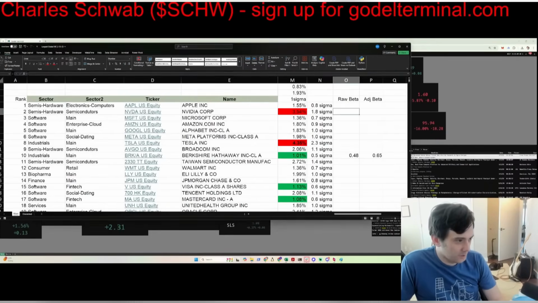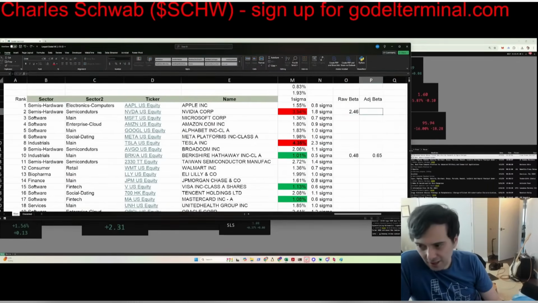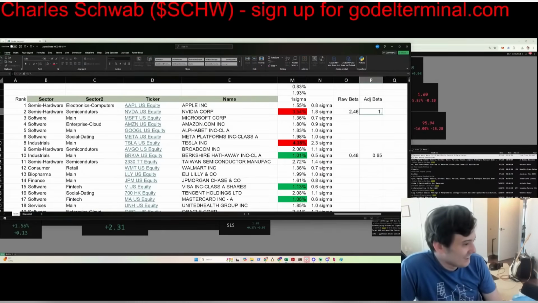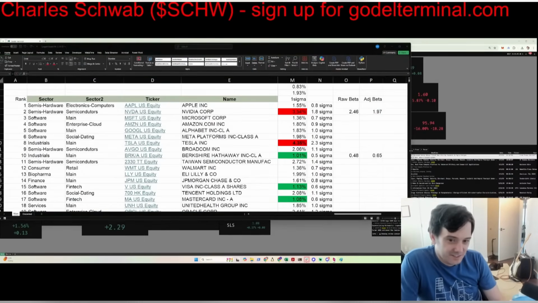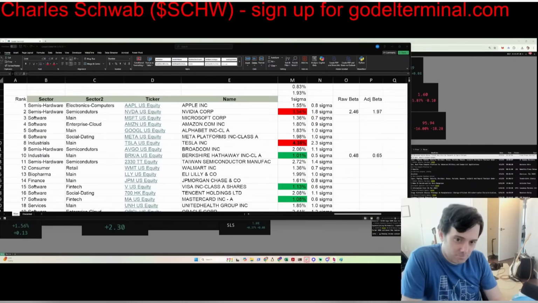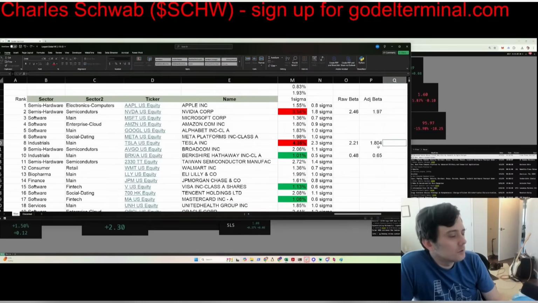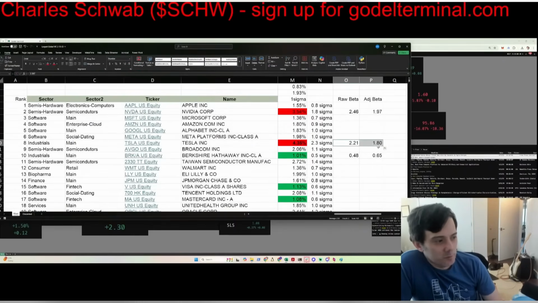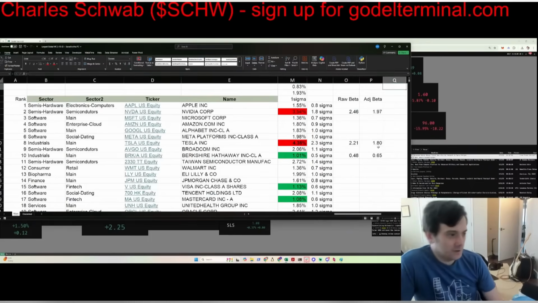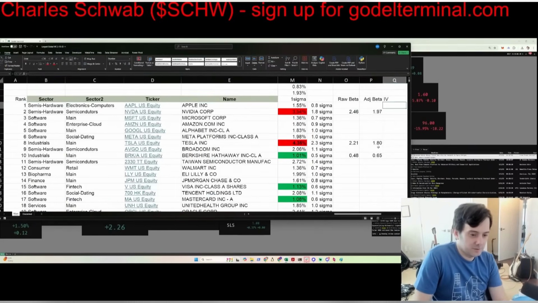Oh, Jesus. You bought CoreWeave? Get out. Get out while you still can. So notice NVIDIA has slightly more beta than Tesla, even though Tesla has more vol. And then we're going to look at implied vol.